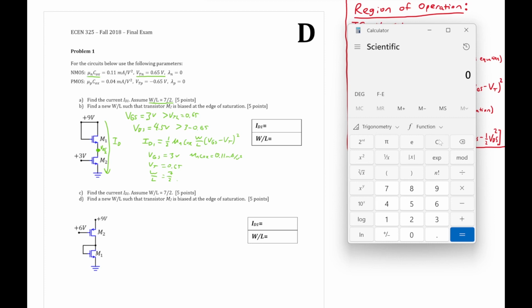Okay, let's see what that is equal to. 3 minus 0.65 squared, times 7 over 2, times 0.11 divided by 2. We get 1.063 milliamps.